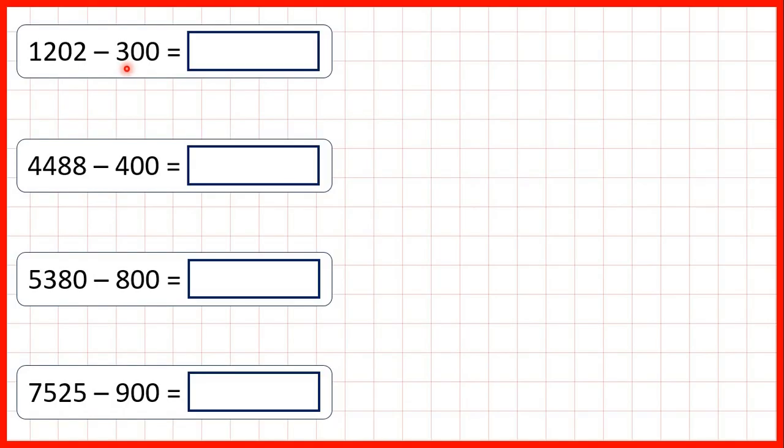For these questions, we need to subtract a multiple of 100, so a number that ends in 2 zeros, from a 4-digit number. First, we have 1202 minus 300. So what we can do is highlight the hundreds digits of both numbers in the question. We can see that we have 2 hundreds, but we need to subtract 3 hundreds. So what we need to do here is highlight our thousands digit as well.